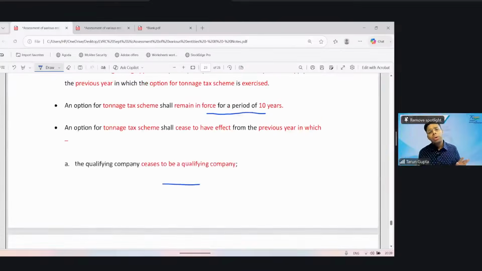So this was all about the tonnage tax scheme. You have to remember the definition of qualifying company, the definition of qualifying ship, the slab of tonnage tax income, that no expenses or losses are allowed against the tonnage tax income, the procedure of registration for opting into the scheme, and the defaults. And a qualifying company is required to transfer at least 20% of the book profit to the reserve. If it doesn't transfer, then it is a default.